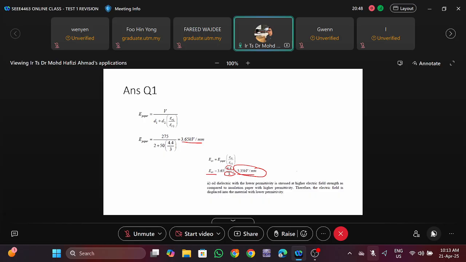So the electric field is displaced into the material with lower permittivity. Because paper has 4.4 permittivity, you might see that its field is only 3.6 compared to 5.35 for the oil. So there is more stress on the oil compared to the paper.